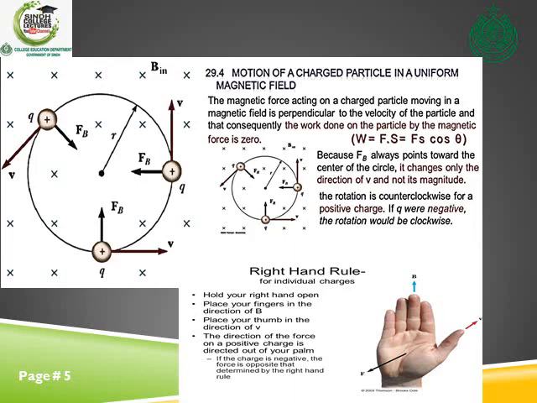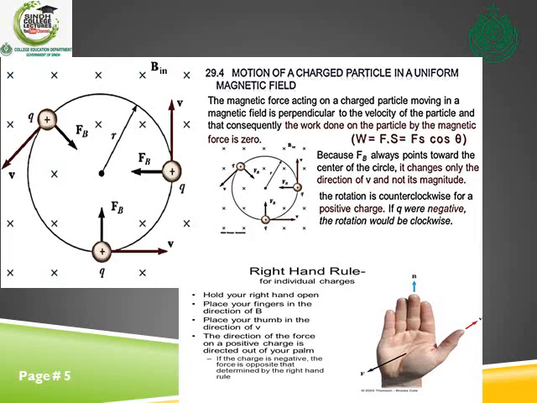So here we can calculate the work done on the particle by the magnetic force, which is 0. As you know, the work done equation is W = F dot S, where F is the force and S is the displacement. So its magnitude is F S cos theta. Now if you put the angle theta as 90 degrees in this equation, you will get work done equal to 0. Because the magnetic force always points towards the center of the circle, it changes only the direction of velocity and not its magnitude.